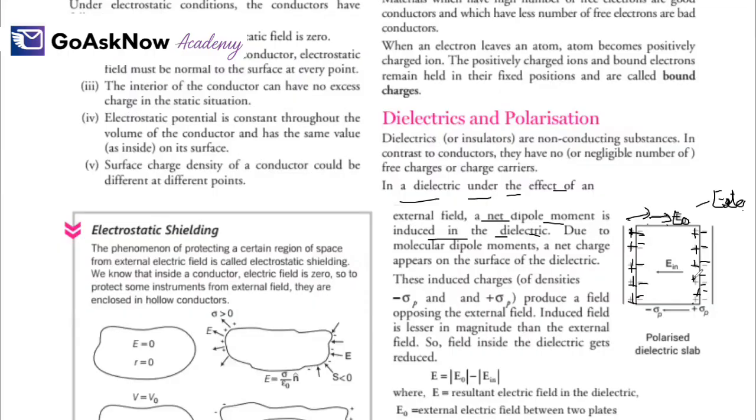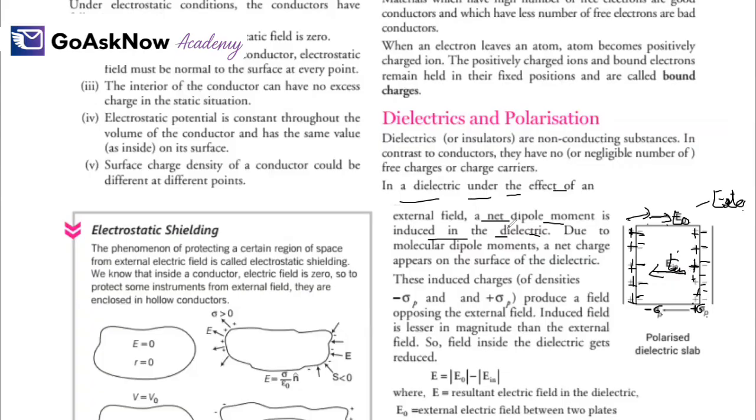Okay. These induced charges have density minus sigma p and plus sigma p. It means that the surface has plus charge and minus charge also. So, plus charge will represent plus sigma p, and minus charge will represent minus sigma p. Okay. This will produce a field opposing the external field. So you can see here that you have an electric field induced from plus charge to this minus charge, induced inside the dielectric, which is opposite to the external field.